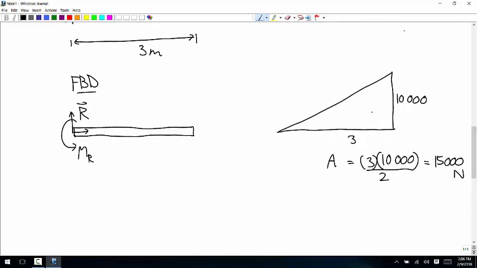And the centroid location is a third of the way from the, so a right triangle, whichever direction you're looking at it, always one side is a point and one side is a wall. It's a third of the way from the wall towards the point. So we know that this distance is 1. And now I can use that information here. So the total force is the area, 15,000. And this distance is 1 meter.